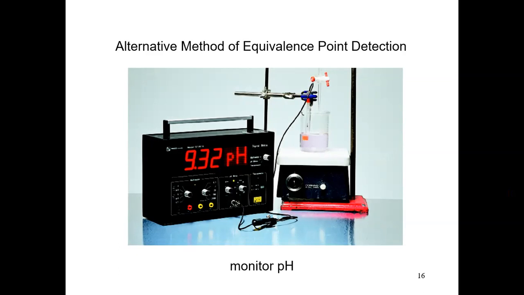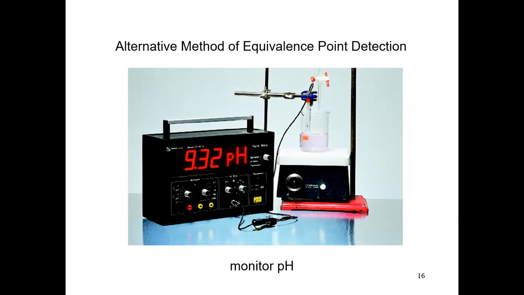Notice that in this case, the reaction is being carried out not in a flask, but in a beaker, and that's to give you enough space to stick in that probe there, which is attached to a pH meter. Now, the pH meter you're seeing here is pretty bulky.